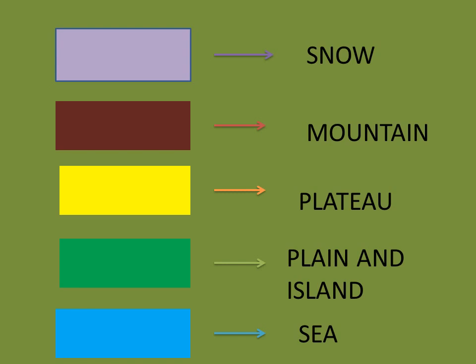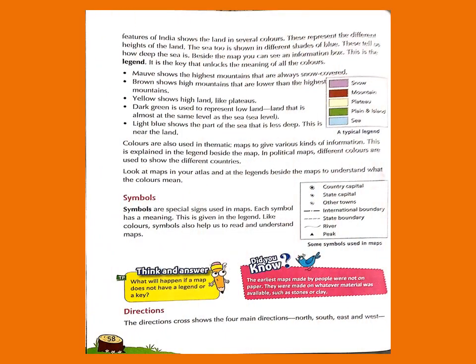Colors are also used in thematic maps to give various kinds of information depending on which theme you are making the map. This is explained in the legend beside the map. In the same way, a typical legend is given here. Given a legend, you can explain your theme. In political maps, different colors are used to show the different countries or even the different states. Look at maps in your atlas and at the legends beside the maps to understand what the colors mean. So all of you need to take an atlas. If in this condition you cannot have an atlas, you can see the maps on the internet also. You will see the maps and you can also get the legends given just beside the map to understand it.